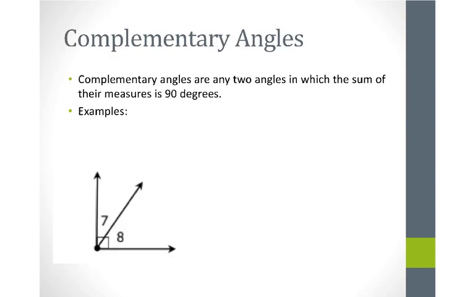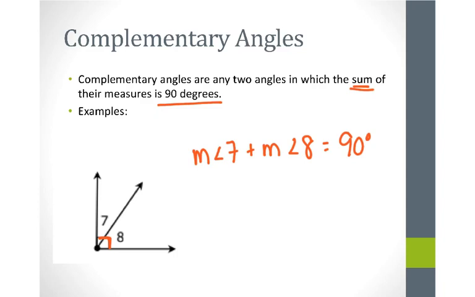Complementary angles are two angles whose sum is 90 degrees. If you notice, it has the little box to represent a 90-degree angle. Well, if I take 7 and 8, they have to give you that 90. So the measure of angle 7 plus the measure of angle 8 has to equal 90 degrees.